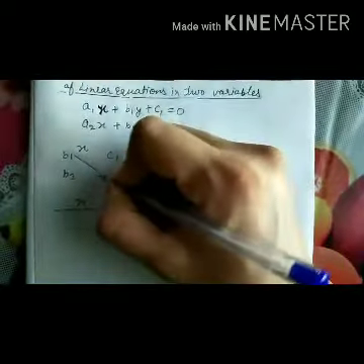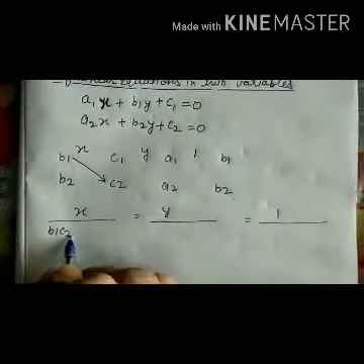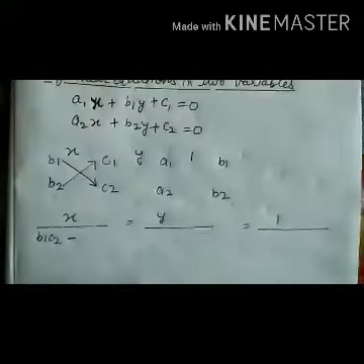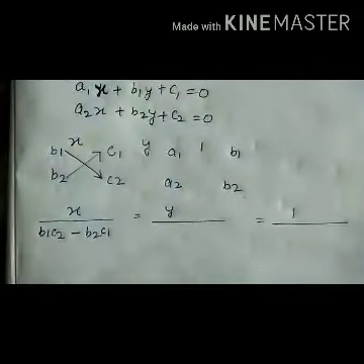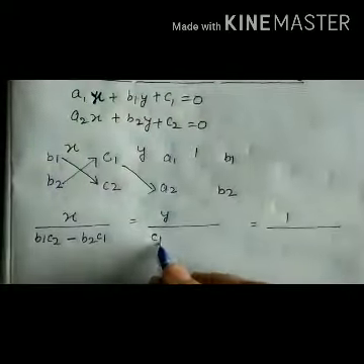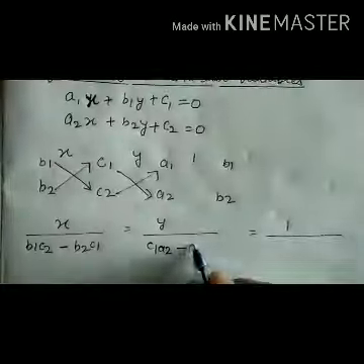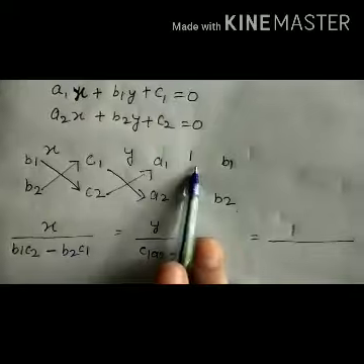Now we will write x, y and 1 like that. Now for x, what will we do? We will multiply this b1 with c2 first, from this side to this side. That means b1, c2. After that we will put a minus sign and multiply b2 with c1. b2, c1. A similar process we will do with y: c1, a2, now minus c2, a1.